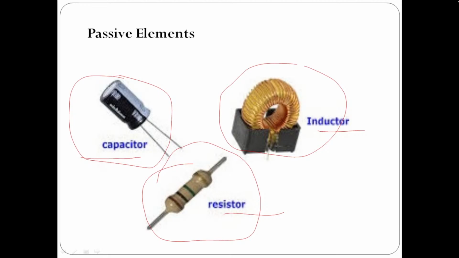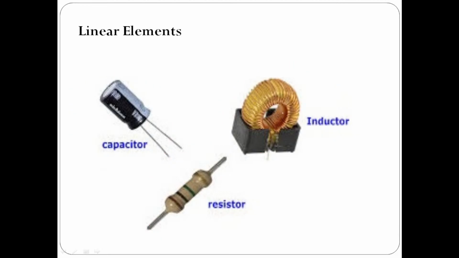As I have already discussed, resistors are the energy dissipating elements, capacitor and inductor are the energy storage elements. Capacitor stores energy in the form of electrostatic field, inductor stores energy in the form of electromagnetic field.